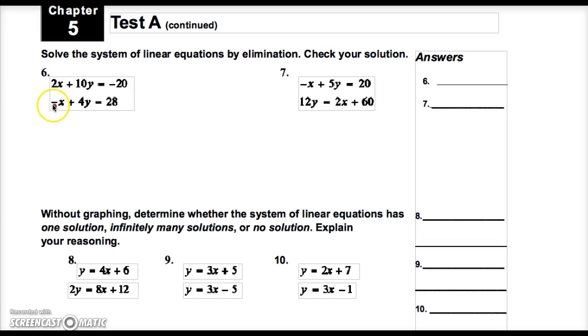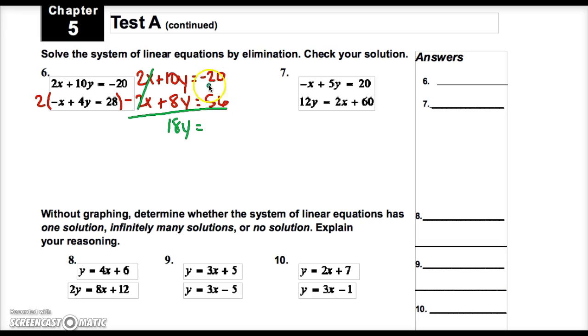So if I could make this one a negative 2x, then it would cancel. Well, to do that, I would have to multiply it by 2. And remember, you have to multiply the entire thing by 2. So the top one stays the same, 2x plus 10y equals negative 20. But now the bottom becomes negative 2x plus 8y equals 56. I just took that 2 and multiplied it all the way through. So now I can solve. Well, 2x plus a negative 2x cancels. 10y plus 8y is 18y. And negative 20 plus 56 is 36. Divide by 18 and you get y equals 2.